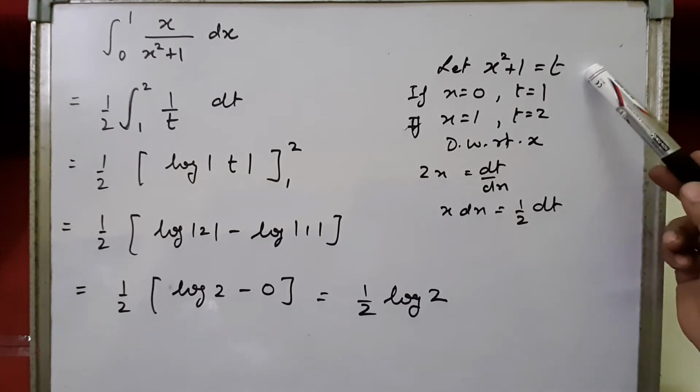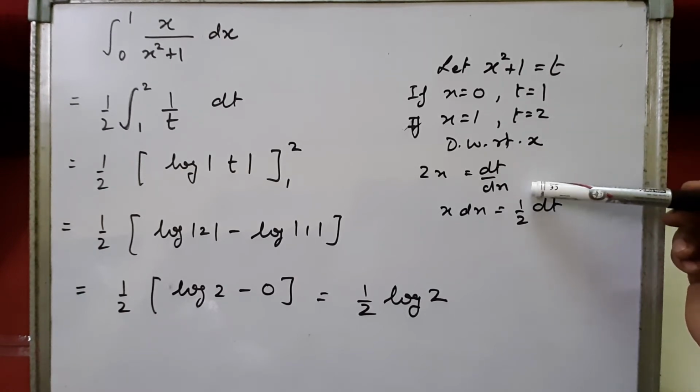So if we differentiate this expression with respect to x, the derivative of x square will be 2x, 1 will become 0, and we will get dt upon dx.